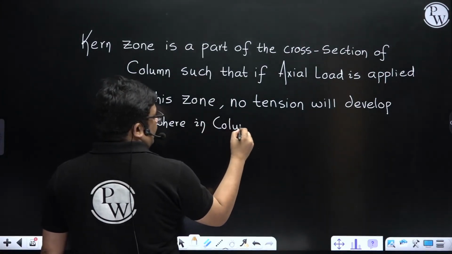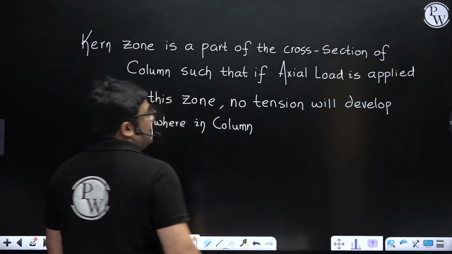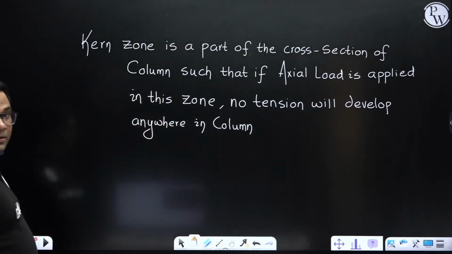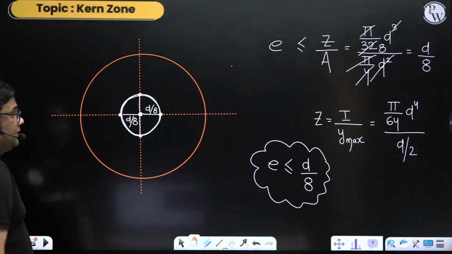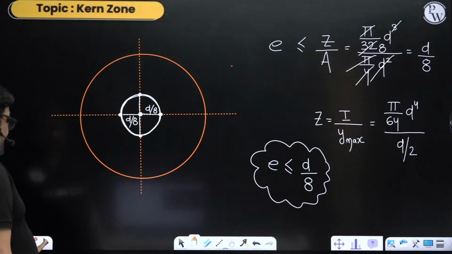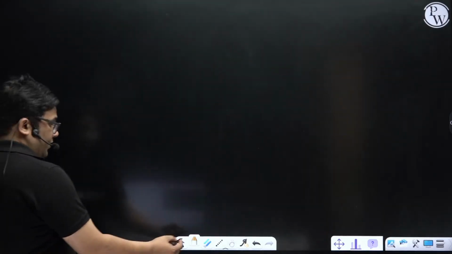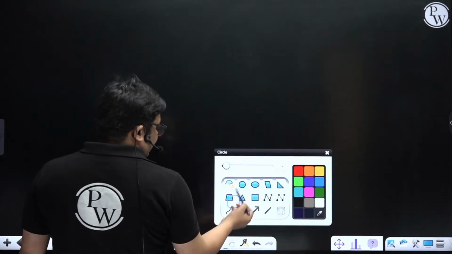So in the entire column cross section, what will happen? There will be only compression. Yes, so this is the core zone. For a circular section, you have to remember this. Anyhow, I have derived it.